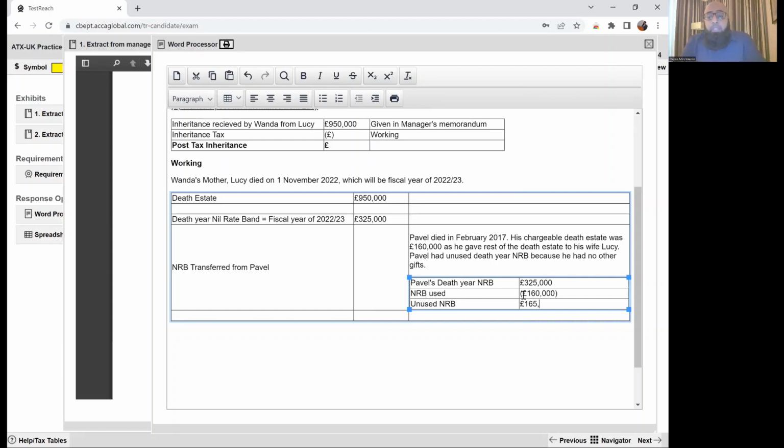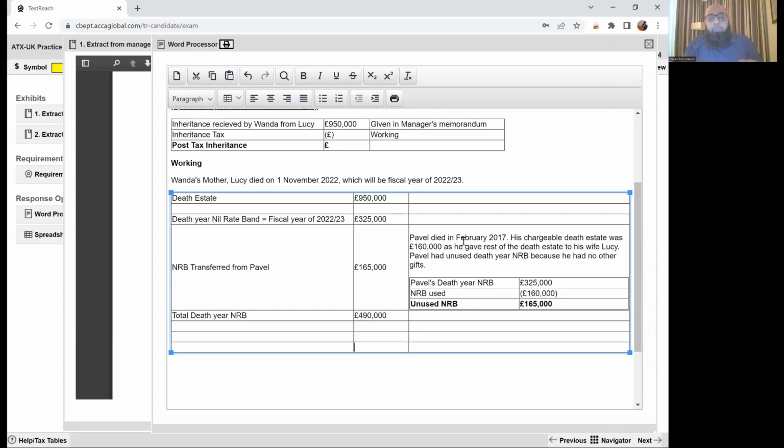I will repeat the things again. If there is any query, don't worry, just listen. So the NRB transferred from Pavel is 165,000. Total death year NRB: 325,000 plus 165,000. So the total death year NRB is 490,000. Let me repeat it again so that if someone has any query, that gets cleared.